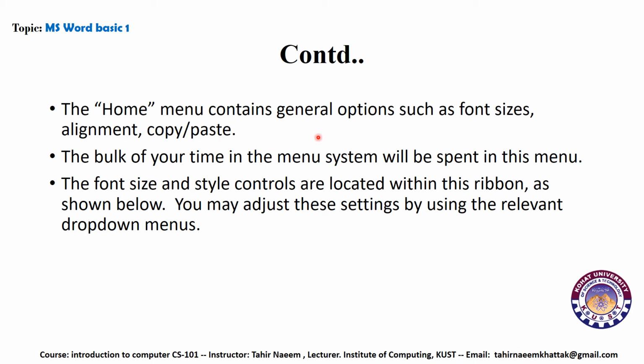The home menu contains general options such as font size, alignment, copy, and paste. As you may have previously noticed, the home menu contains the font size and alignment, and the bulk of your time in the menu system will be spent in this menu. Basically, whenever we open the Word application, most of our time is spent on the home menu system, while the font size and style controls are located within this ribbon as shown in the previous slide. You may adjust the settings by using the relevant drop down menus.